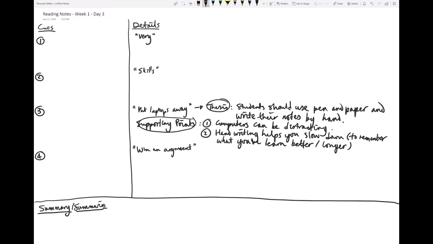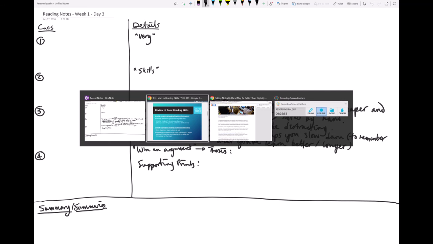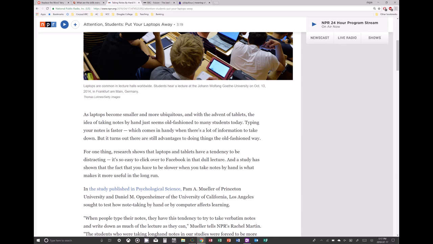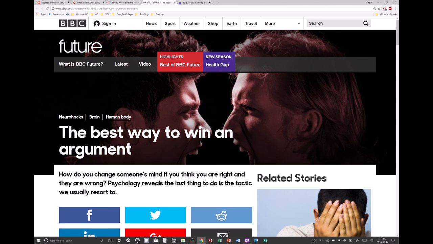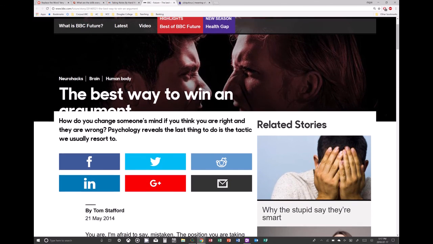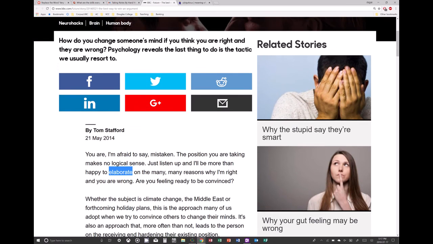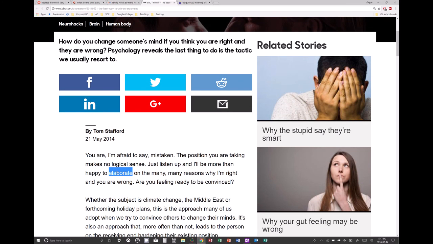So I'm going to quickly try and show you what the thesis is and 2 supporting points for winning an argument. Let's see if there's any connection at all. Let's take a look. Okay, so this article starts talking about the best way to win an argument. And the first sentence reads, how do you change someone's mind if you think you are right and they're wrong? Psychology reveals the last thing you do is the tactic that we usually resort to.